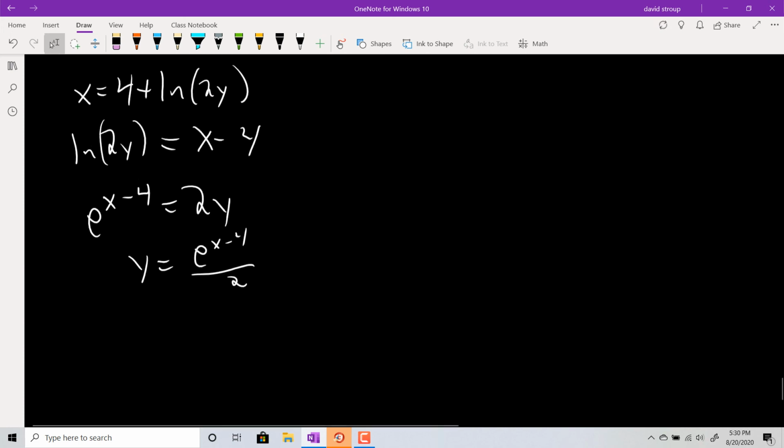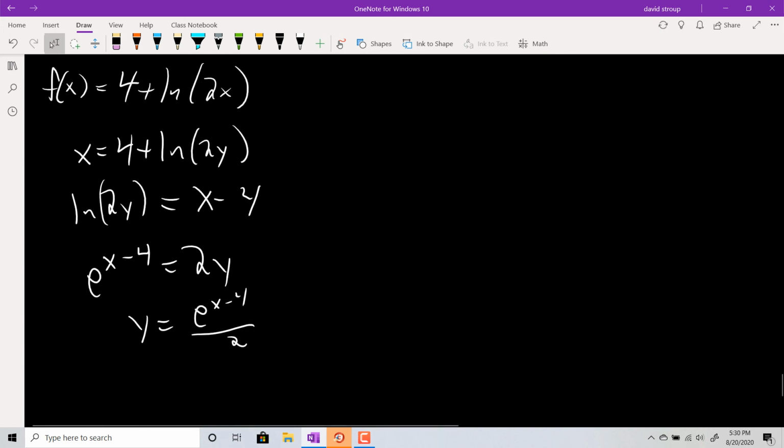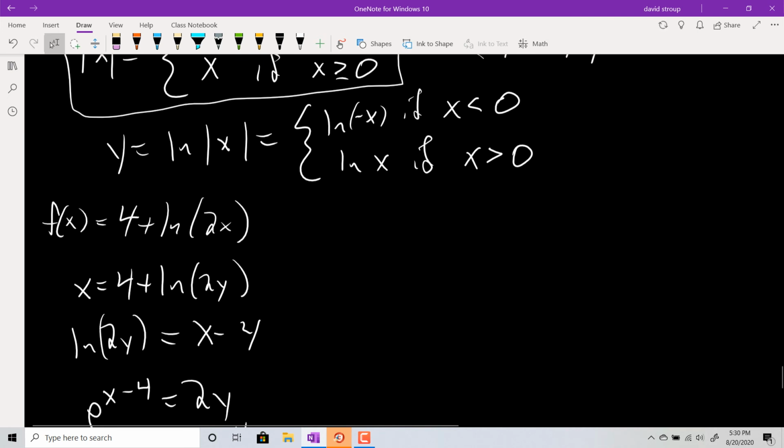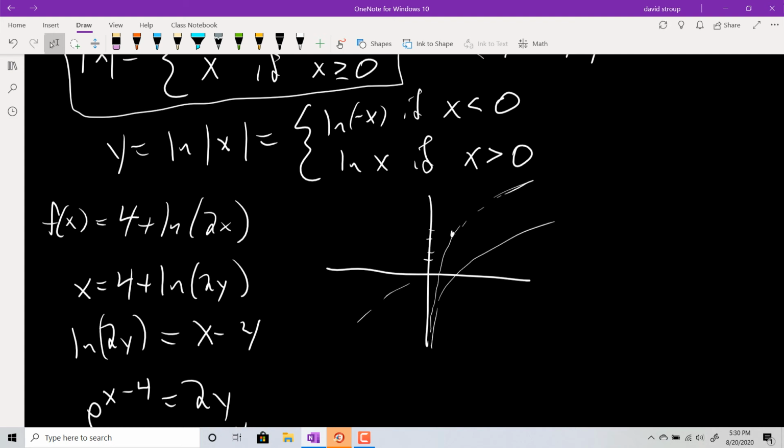And if you have to, you can use Desmos to figure out how to graph it. You shouldn't have to too much. It's going to be a shifted version of this guy up 4. So 1, 2, 3, 4. So the new origin will be sitting right there. And then we need to rotate it about the line y equals x. So it'll look like this. Okay.